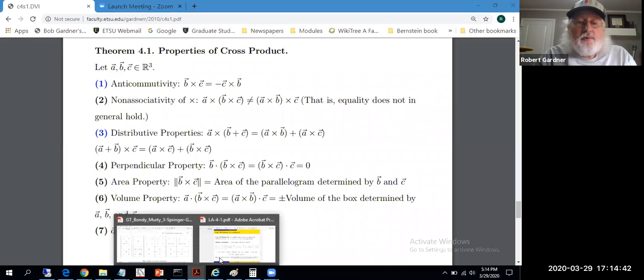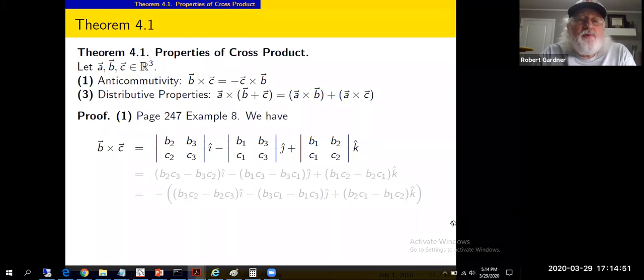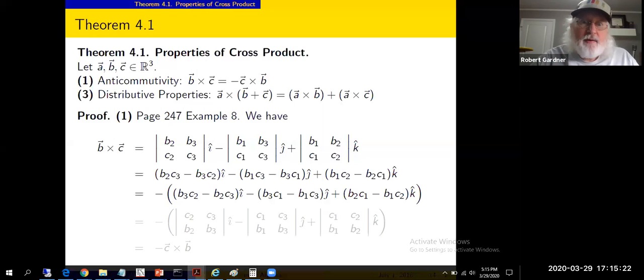Okay, back to the supplements. Next, let's prove anti-commutativity. This is an example in the book, I guess. Let's take B cross C and show it equals negative C cross B. This is going to be algebraically kind of ugly, so it's not pretty. It's not terribly enlightening, and if you think geometrically, the result's not terribly surprising. But I owe you an algebraic proof, so here you go.